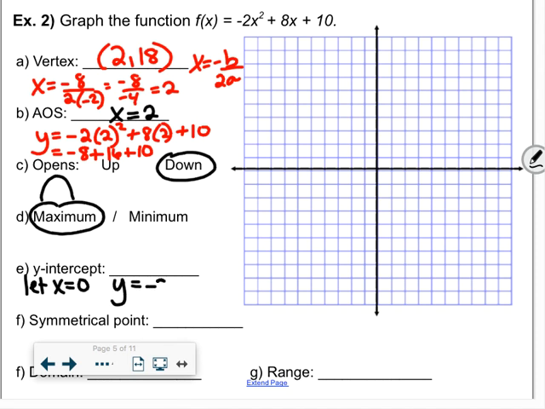So here we go. I get y equals negative 2 times 0 squared plus 8 times 0 plus 10. So that's going to be (0, 10).